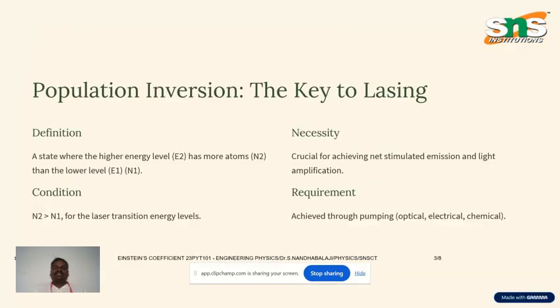Population inversion is the key to lasing. Its definition: a state where the higher energy level, like E2, has more atoms, N2, than the lower level E1, with N1. It is crucial for achieving net stimulated emission and light amplification. The condition is that N2 is greater than N1 for the laser transition energy levels. This is achieved through pumping, such as optical pumping, electrical pumping and chemical pumping.